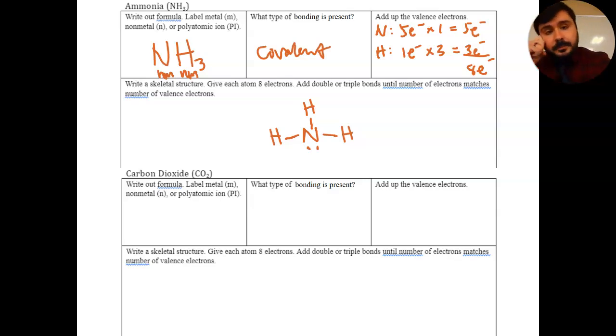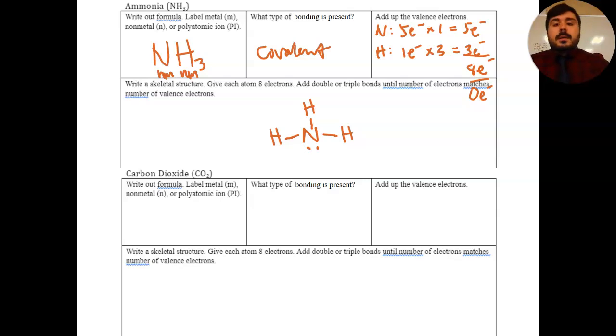Now, I had a total of 8 valence electrons in total to use. When I look at all of my pieces here, each of these single bonds were 2, 4, 6 electrons in total, and then 7, 8. So I now have 0 electrons here to use.